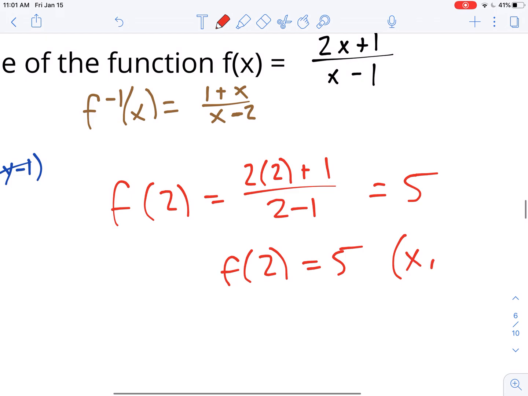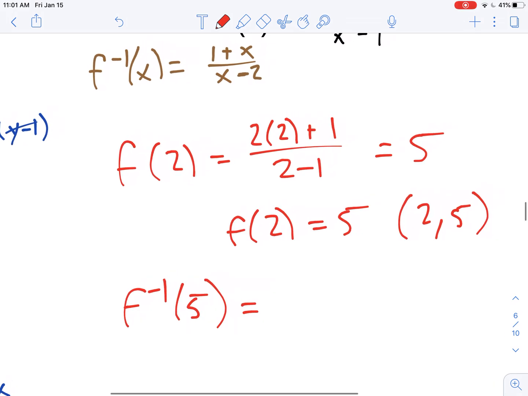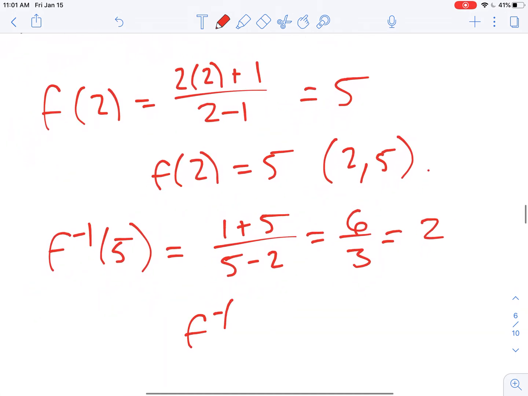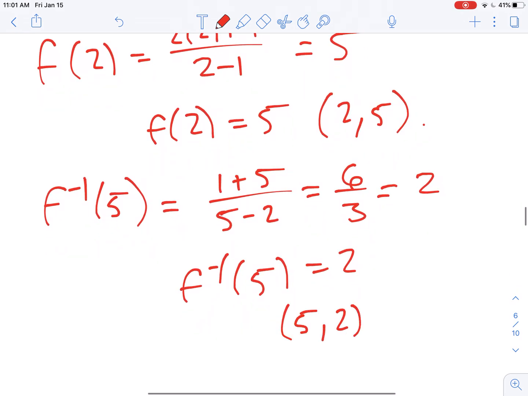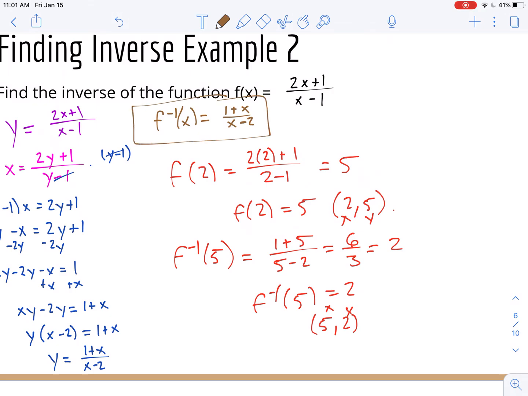So I've got an xy point 2, 5. So in my inverse function now, let's find the inverse of 5. I will plug 5 into my inverse function. So I've got 1 plus 5 over 5 minus 2. This is equal to 6 over 3, which is equal to 2. So now I've got the inverse of 5 is equal to 2, which is an xy point of 5, 2. And would you look at that, I flipped my x and y's again. So I've got a pretty good indicator here that this answer that I found is in fact my inverse function.